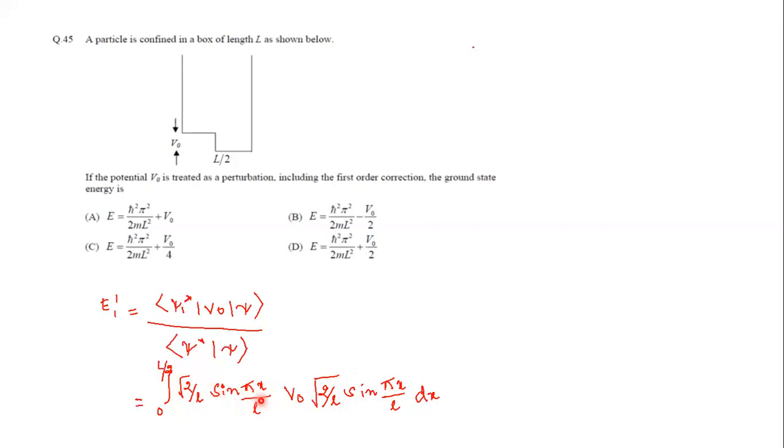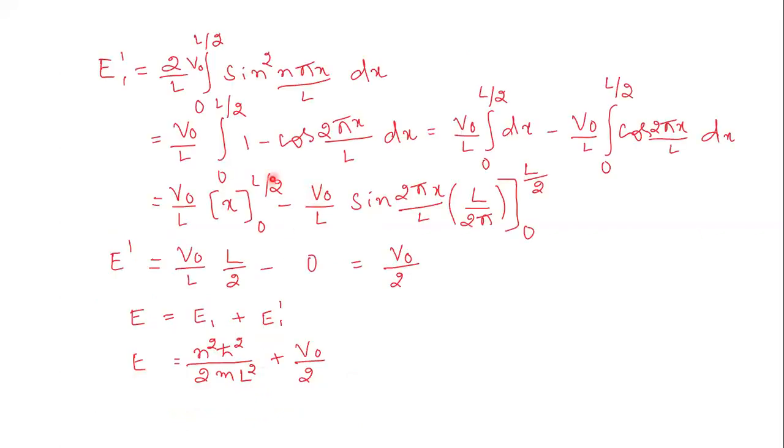So this could be written in terms of 1 minus cos 2 theta. So 2 V naught by L, integration of sin square pi x by L dx. We can send this 2 inside, and it would look like 2 sin square theta. That 2 sin square theta can be written as 1 minus cos 2 theta, like we did in earlier cases. So we are now left with V naught by L, integration of 1 minus cos 2 pi x by L. Then you just integrate the two terms separately.